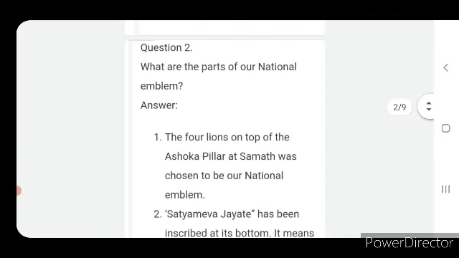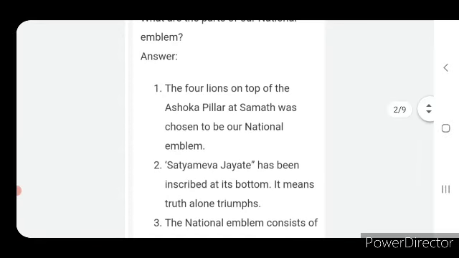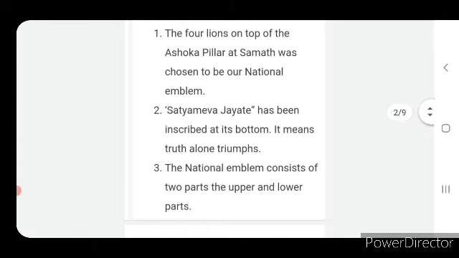What are the parts of our national emblem? The 4 lions on the top of the Ashoka pillar at Sarnath was chosen to be our national emblem. Satyameva Jayate has been inscribed at its bottom. It means truth alone triumphs.